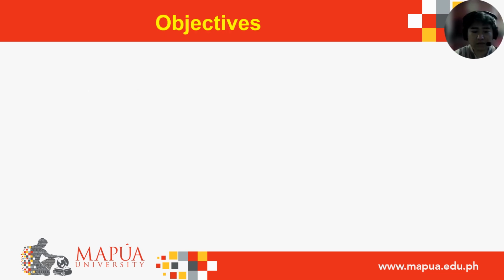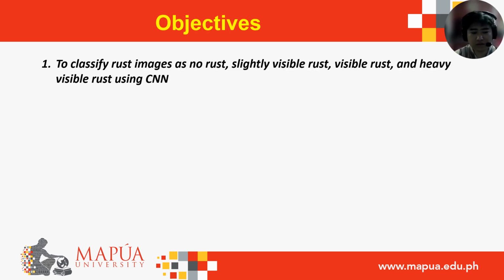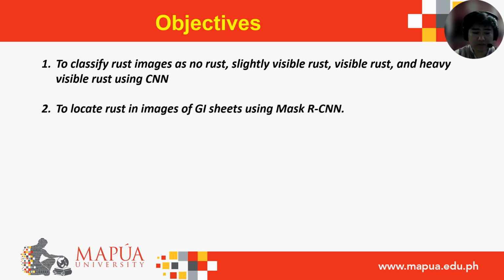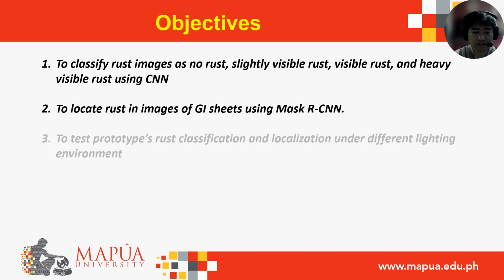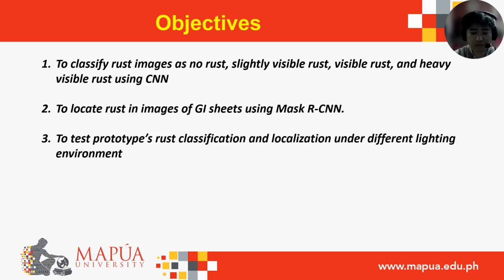In line with this, our specific objectives are to classify rust image as no rust, slightly visible rust, and heavy visible rust using CNN. Second, to locate rust in images of GI sheets using Mask RCNN. And third, to test the prototype's rust classification and localization under different lighting environments.